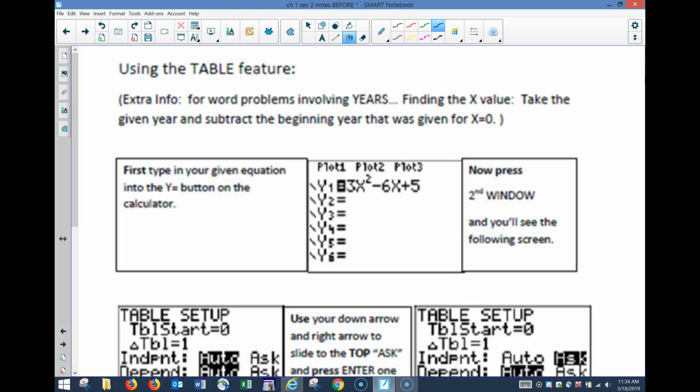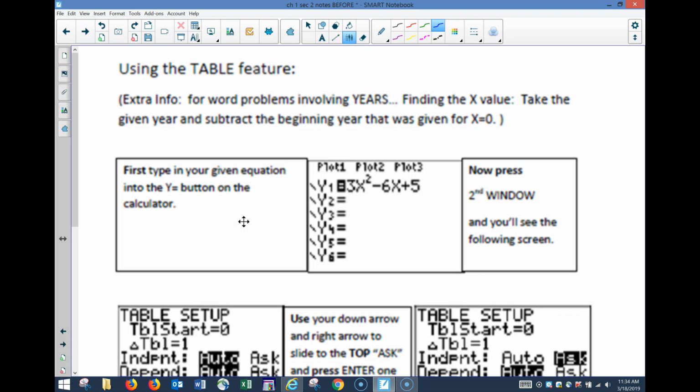I wanted to go over using the table feature in your calculator. And so we'll talk about this little part later on in some of the word problems. So right now what we want to do, you want to get your graphing calculator. Go up to the Y equal button. It's the very top left button, and it literally has Y equal on the button.